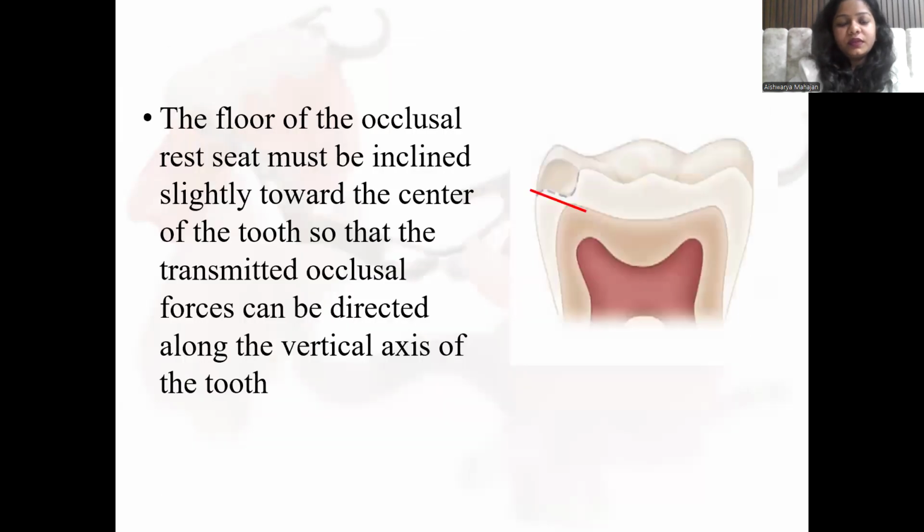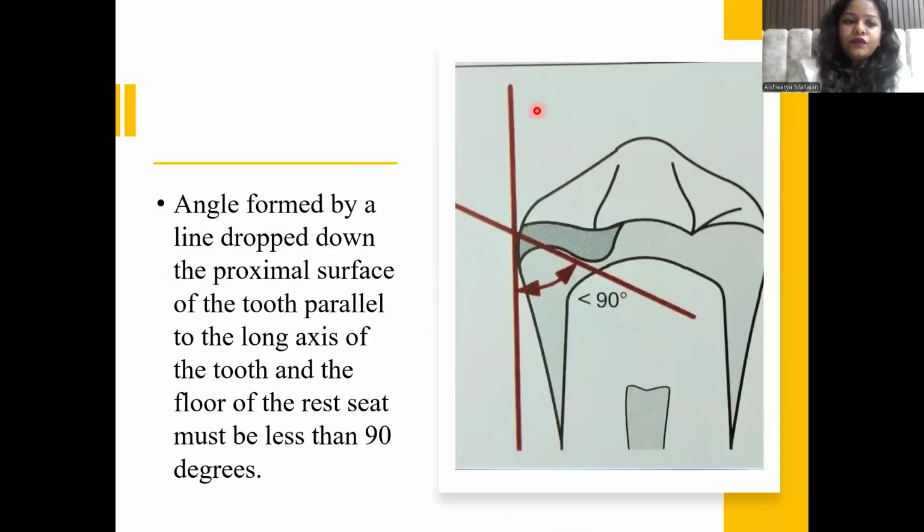The occlusal floor of the rest must incline slightly towards the center of the tooth so that the transmitted occlusal force is directed towards the long axis, that is the vertical axis of the tooth. The angle formed by the line dropped down the proximal surface of the tooth parallel to the long axis of the tooth, and the floor of the rest seat must be less than 90 degrees. So here we can appreciate this angle is less than 90 degrees, which is achieved by sloping it towards the center of the tooth.